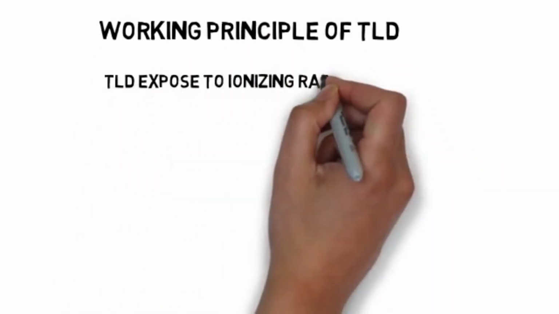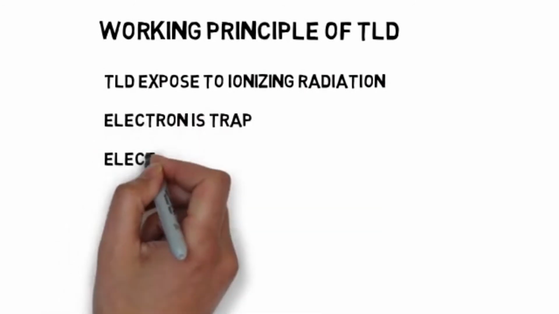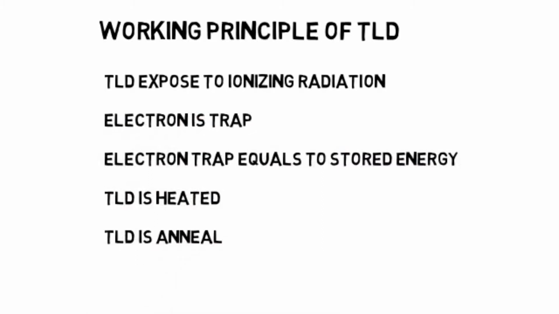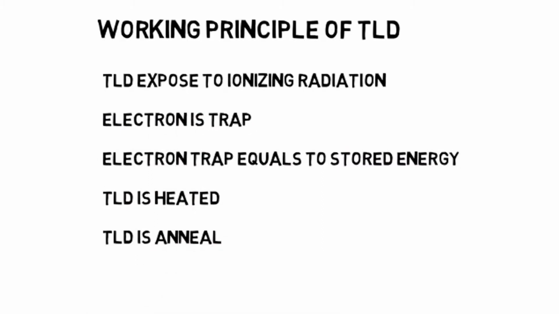Step 1. The ionizing radiation passes through the detector and the chip inside absorbs the radiation. Step 2. As the crystal is a material containing impurities inside, it traps the electrons in the band gap and holds them there. Step 3. The trapped electrons represent stored energy.